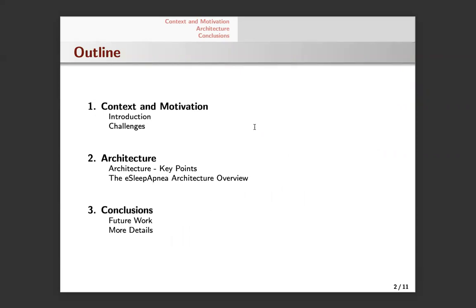Our presentation is built on 3 points. First, context and motivation, where I will speak about the main challenge of our solution, and I will make a little introduction about sleep apnea and other important points. Second point is about architecture, where I will speak about key points and the simple mechanisms of our solution. And the last point is conclusions, where I will speak about the main conclusions of our work and directions for future work.